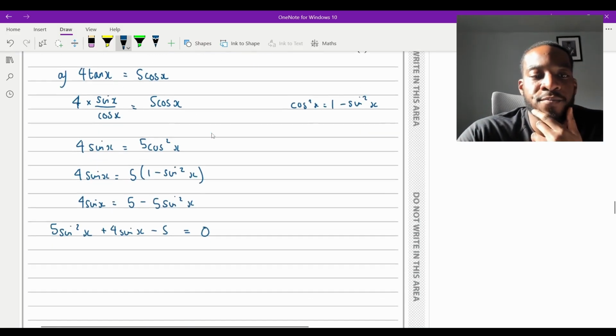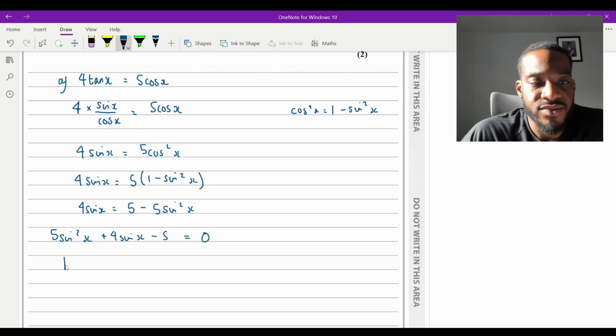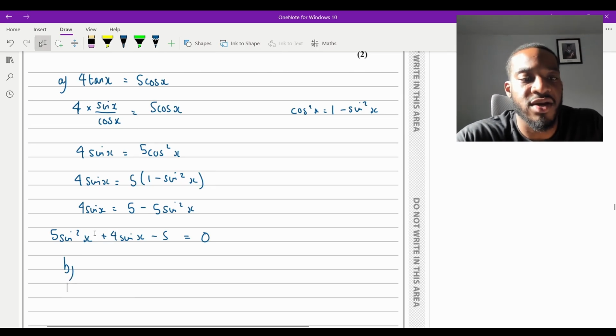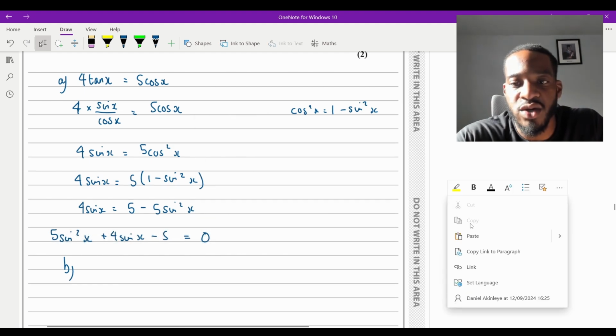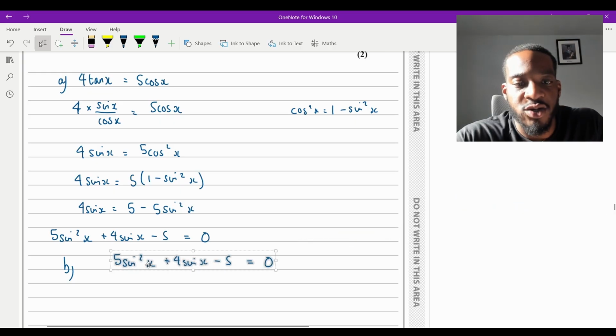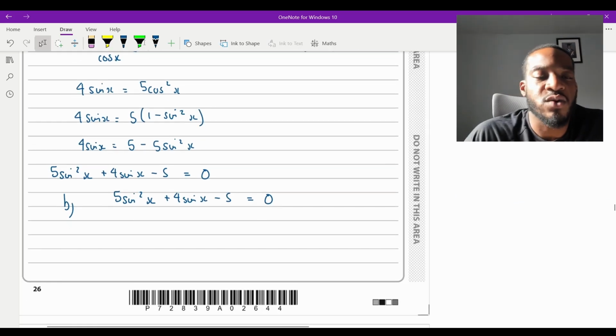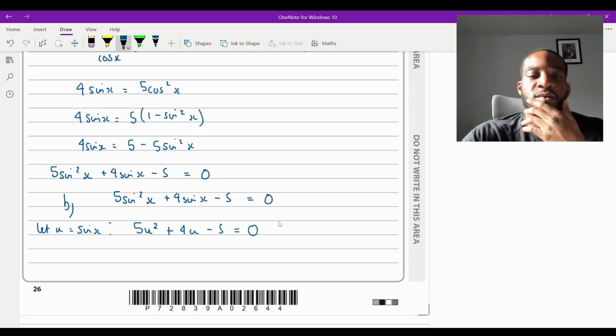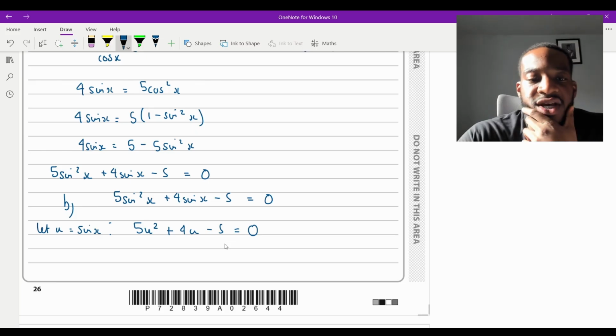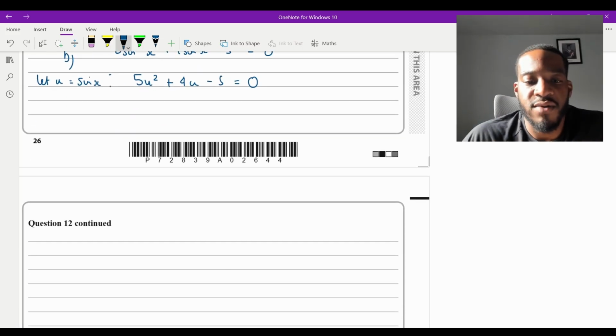It's a quadratic, isn't it? So for part B, I'm going to solve this again. Let me just copy it and write it out again. So this is a quadratic, as we can see. But if it isn't clear, what you can do is say, let u equal sin x. That means it will become 5u squared plus 4u minus 5 is equal to 0. And that is super clear now, isn't it? Now, what I'm going to do is just solve this with my calculator just to get the roots. So I'll get my calculator up. I'll do another page.